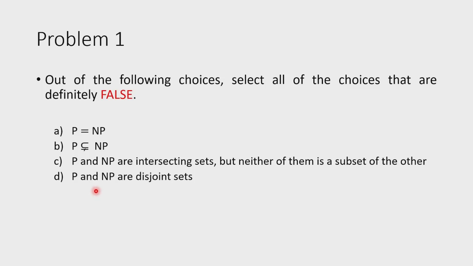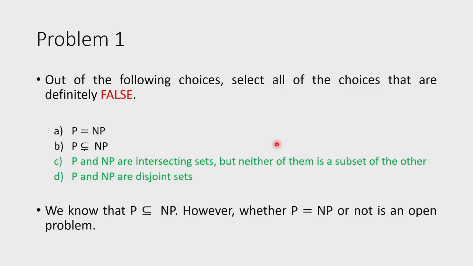And the fourth option is P and NP are disjoint sets. Is this true? No, this is false, because P is a subset of NP, and therefore P and NP cannot be disjoint. So the answer is C and D. We know that P is in NP, but we don't know whether P equals NP or not. This is a big open problem.